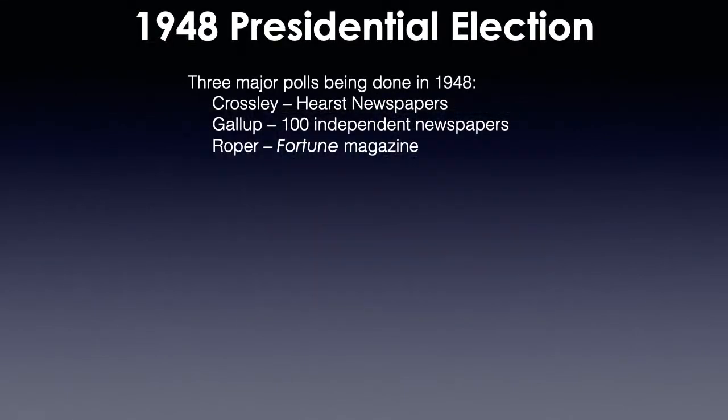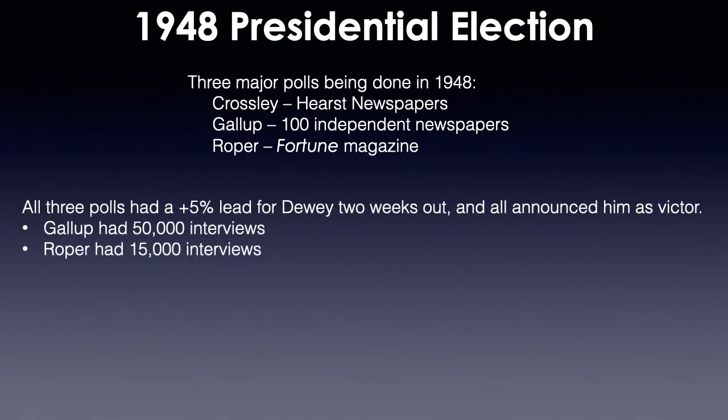Although the Literary Digest had been vanquished and out of print for 10 years, in 1948 there were now polls being done by the Crossley and Hearst newspapers, by Roper for Fortune magazine, and by George Gallup for nearly 100 independent newspapers. This again highlights the symbiotic relationship between pre-election polls and the media, a relationship that has been present since the inception of pre-election polling. Although the sample size had fallen considerably since 1936, Gallup was only interviewing 50,000 and Roper only 15,000. These sample sizes are still far larger than most contemporary pre-election polls. And 2 weeks out from Election Day, all the polls showed Dewey with more than a 5-point lead.